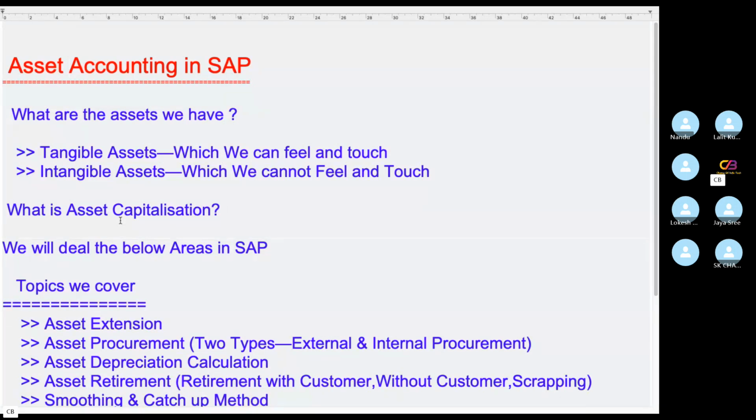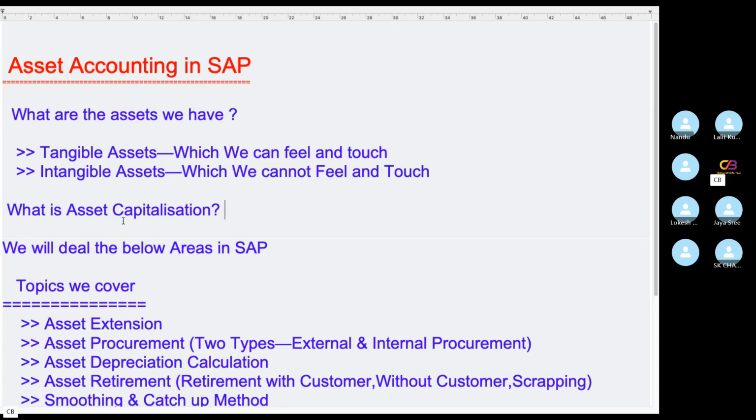Once you procure the asset, the system will automatically do the capitalization of the asset. That we can see in the asset master particularly. Asset is master data. What kind of master data do we have? GL master, vendor master, customer master, asset master, bank master. These are all FI master data. Master data means complete information about the asset. In the asset master data, once you procure the asset, you will see the capitalization date. So when the asset has been capitalized, we can see those dates in the asset master.